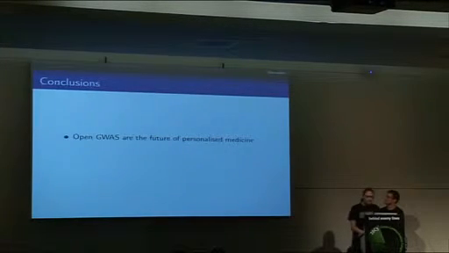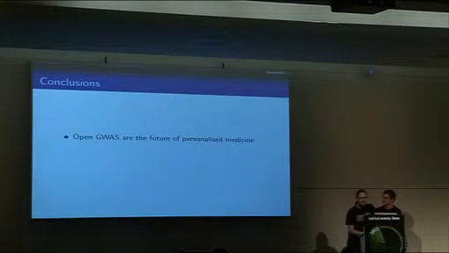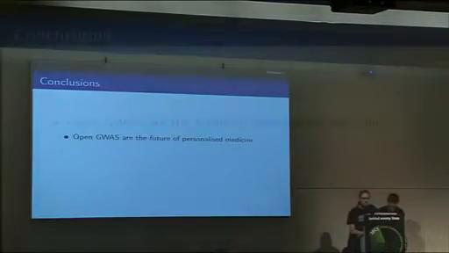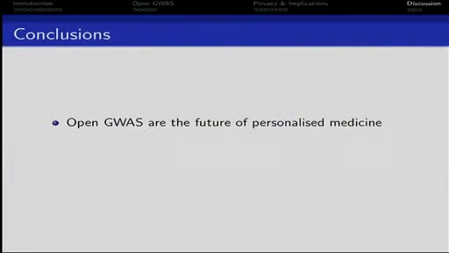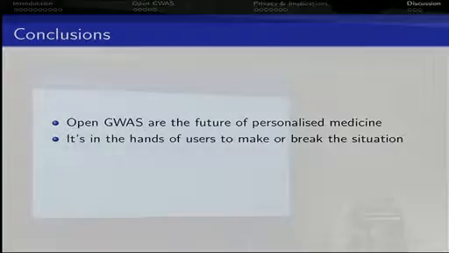To conclude, we think GWAS will be the future of personalized medicine, because the number of customers for direct-to-consumer genetic testing is still rising. It gets cheaper every year. I think 23andMe started with prices of around $1,000 US five years ago. Now it's 200 euros. So you see the prices are dropping, more people will get genotyped, and more people are willing to share their data. As we've seen in our survey, 67% would be willing to share their data. And it's in the hands of all of us to make or break the situation.